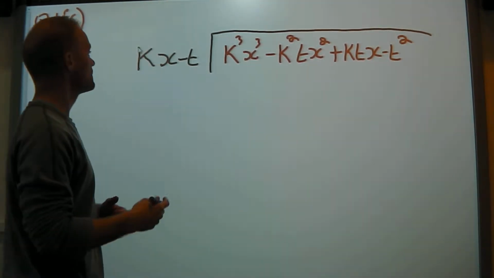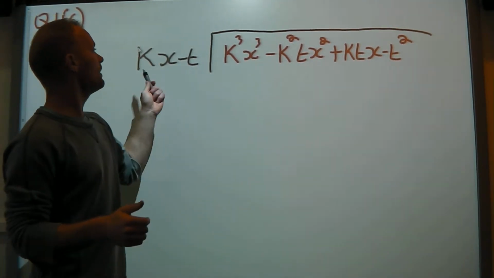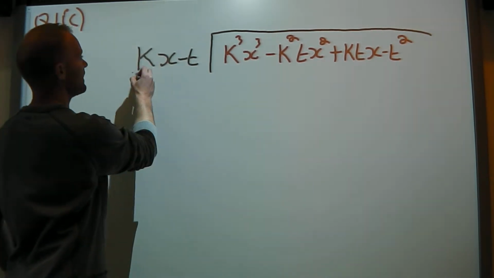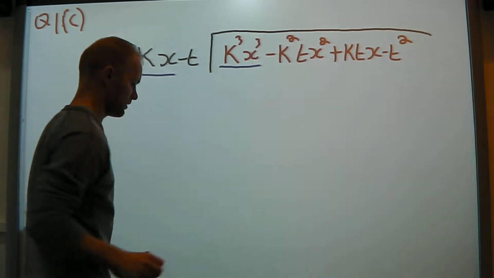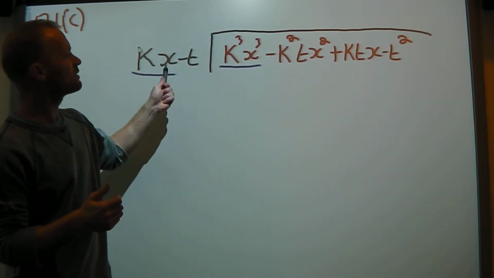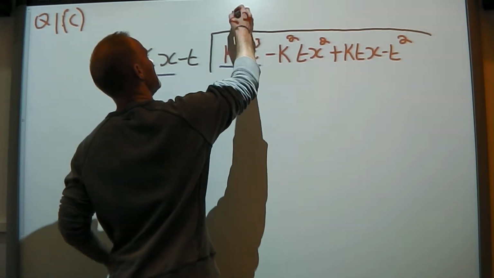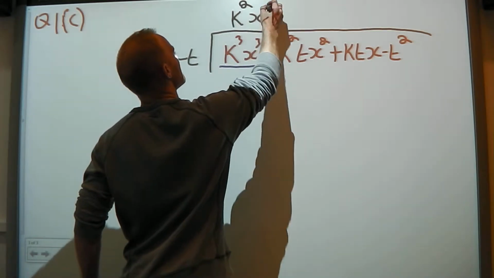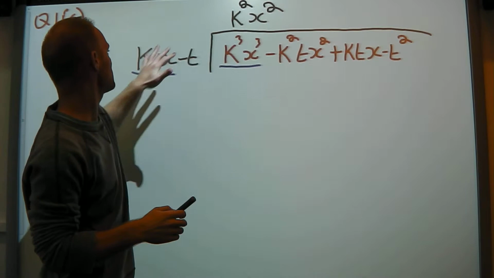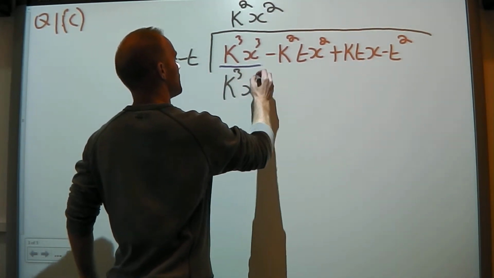So kx minus t, when you're dividing one into the other here, you have to look at the terms on the left hand side. So our terms on the left hand side here are kx, and in this term it's k cubed x cubed. So the question we want to ask ourselves is, what do we have to multiply kx by to get k cubed x cubed? And the answer of course is k squared x squared. So we put k squared x squared up here. Now we multiply this term by this term here. So k squared x squared times kx is k cubed x cubed, which we're hoping for.